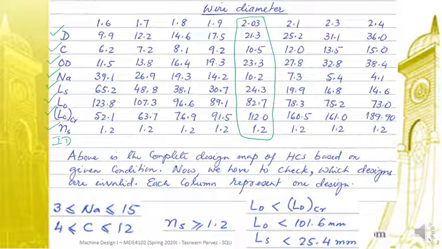My conditions to accept are: one, the active coil has to satisfy this, the spring index has to satisfy this, the factor of safety at shut has to be this, and the free length has to be less than critical. And these are the two design constraints which are given: the free length has to be less than this and the solid length has to be less than this.